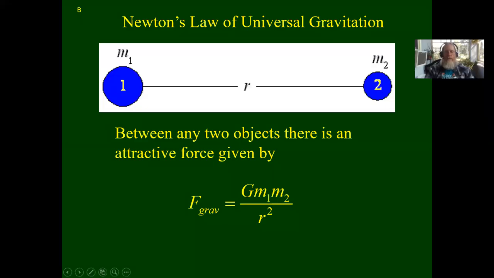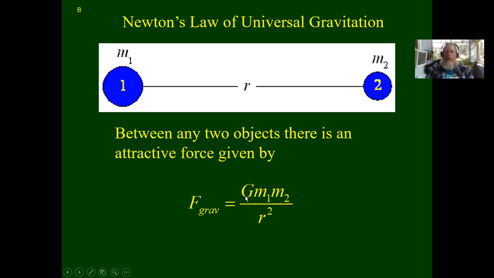All right, let me go back to the screen share. And so this diagram shows schematically two random objects, which I've been very original, I've named object 1 and object 2, separated by a distance r, and their masses are m1 and m2. Now, in modern notation, what Newton's law of universal gravitation says is that there is an attractive force between them, whose value is given by this expression.